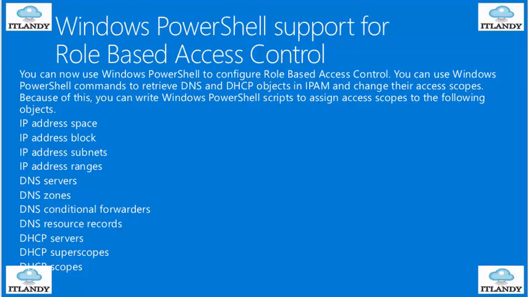Because of this, you can write a Windows PowerShell script to assign access scope to the following objects: IP address space, IP address block, IP address subnet, IP address ranges, IP address or DNS server, DNS zones, conditional forwarder, resource record, reverse lookup, DHCP reservations, and superscopes and DHCP scopes.